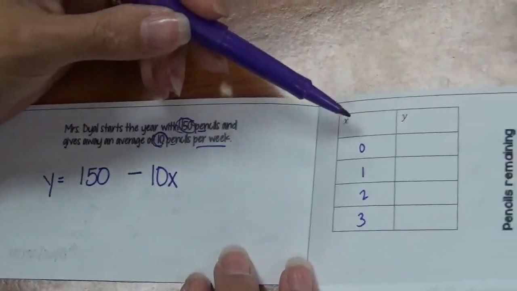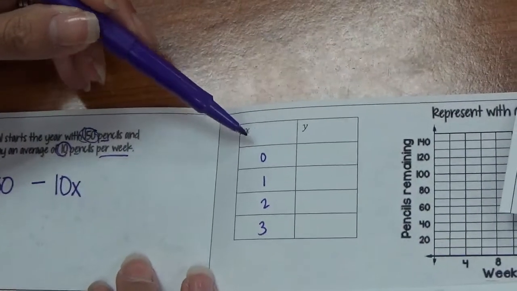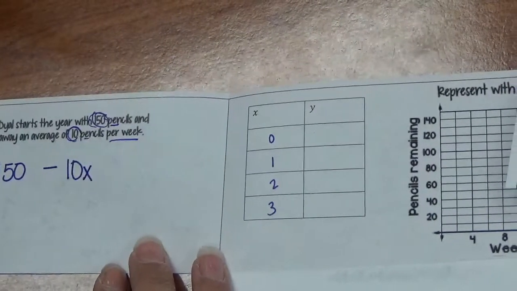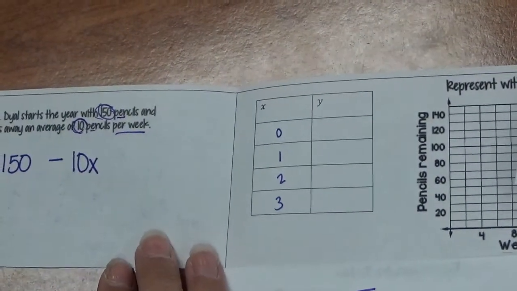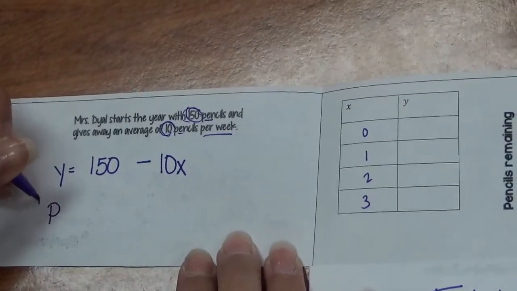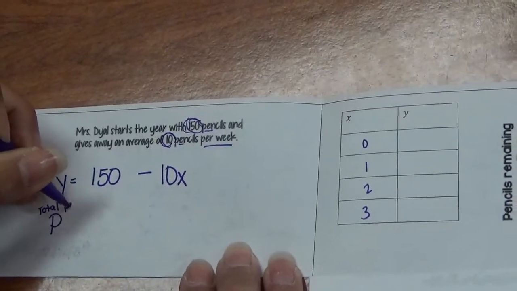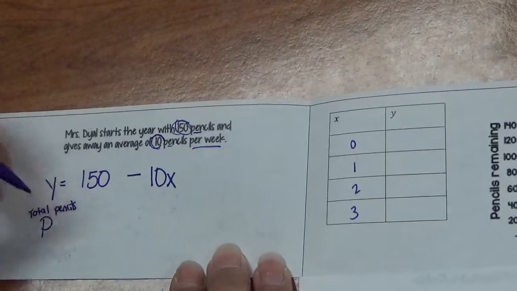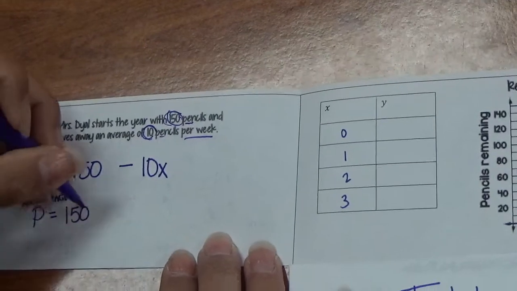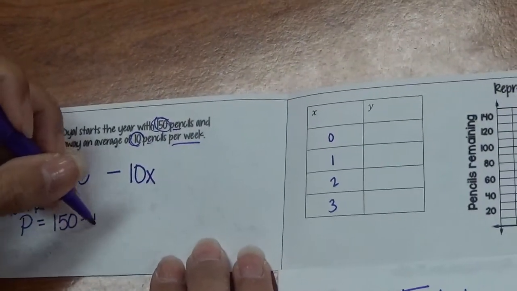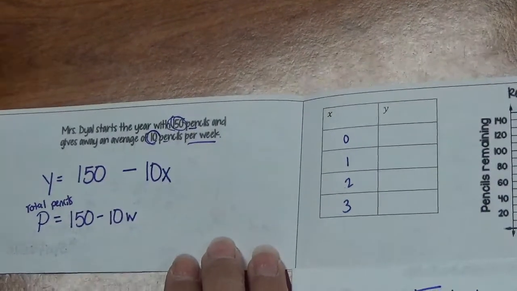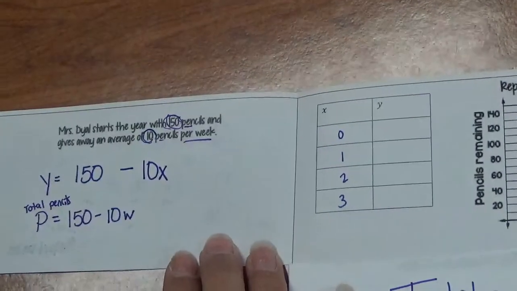Let's check out this chart over here. You can go ahead and label your x value 0, 1, 2, and 3. And let's go ahead and plug that in. So we're looking for the total pencils. Well, y is going to equal p now because that's our total pencils. That's what the question's asking. If I could spell, that would be fabulous. Okay, we're still going to start with 150. That's not going to change. Our rate is not going to change. And I'm just going to call that weeks, because that's going to help me out when I'm doing my actual equation.